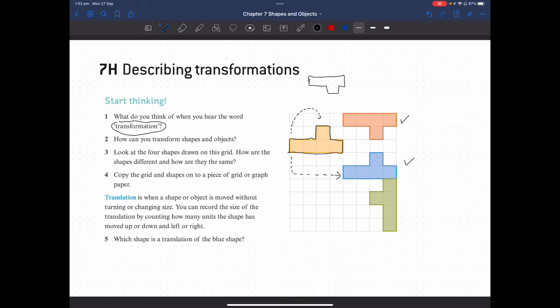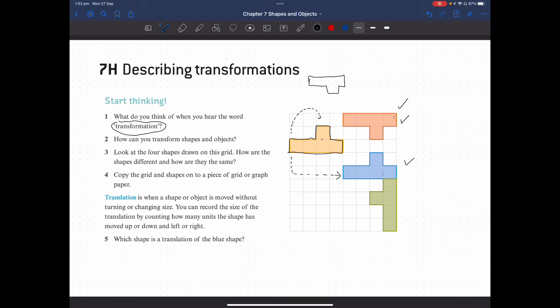So what have I done there? To move from the orange shape to the red shape, I turned it around. I rotated it. With my red one, how did I get to the blue one? I turned it upside down. I reflected it. Or how else could I have got to the blue? I took my orange one, I moved the shape down, then I moved the shape across. I translated it.